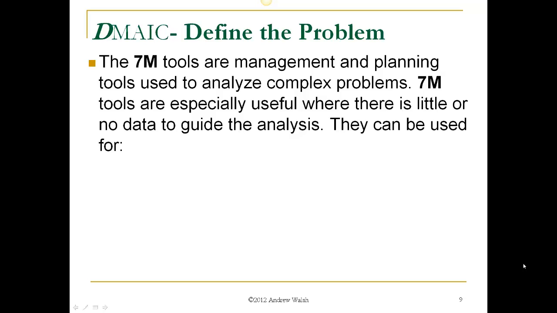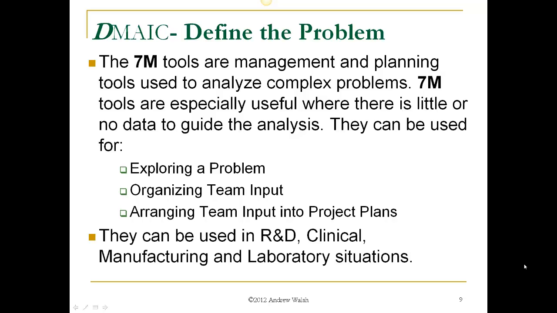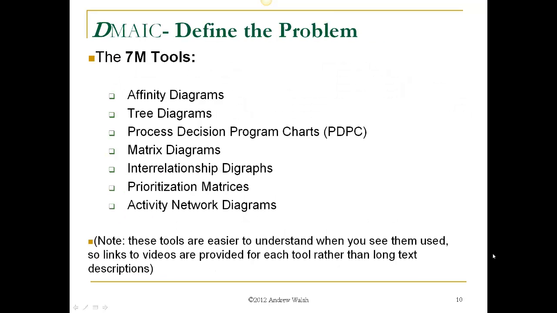7M tools are especially useful where there's little or no data to guide the analysis. They can be used for exploring a problem, organizing team input, and arranging team input into project plans. They can be used in R&D, clinical settings, manufacturing, and laboratory situations, anywhere in the organization. Don't listen to anyone who says you can't use these tools in a certain area. And these are the 7M tools. Affinity diagrams, tree diagrams, process decision program charts, matrix diagrams, interrelationship digraphs, prioritization matrices, activity network diagrams.